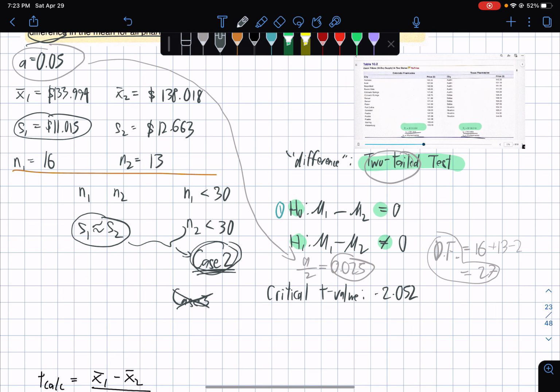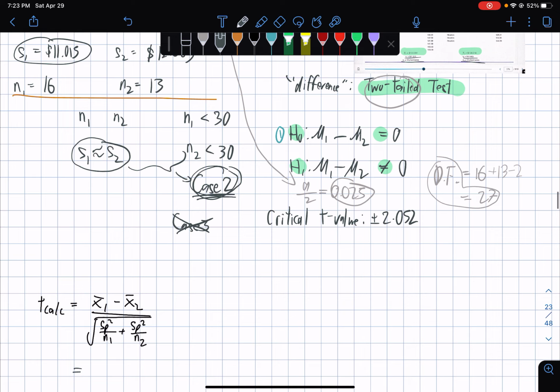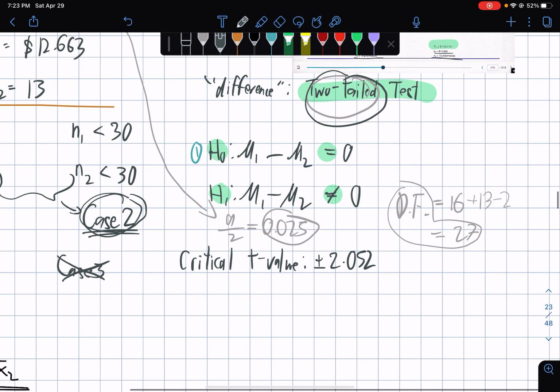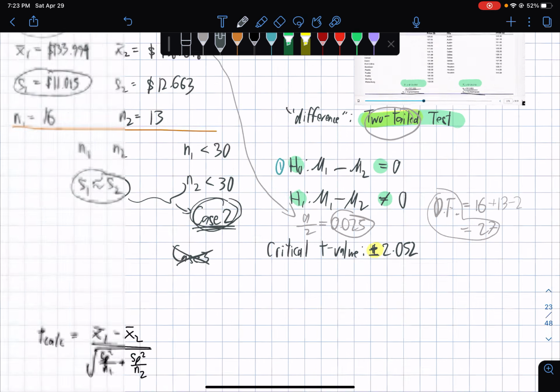How do you know if this is positive or negative? Well, because it is a two-tailed test, we write plus minus. These two go together. If it's right-tailed, then it's positive. If it's left-tailed, then it's negative.